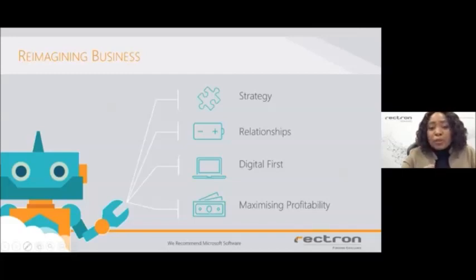So you've got your Office Home and Business. You've got your Office Home and Student. So we've got your Microsoft 365 Family, Microsoft 365 Personal. All those, including Windows 10, are available on ESD. So it's the same product, just being digitally delivered to you.